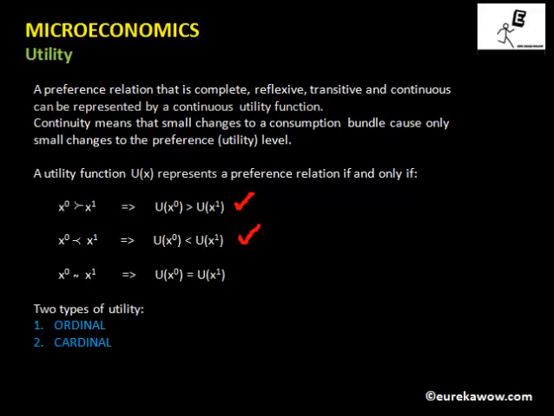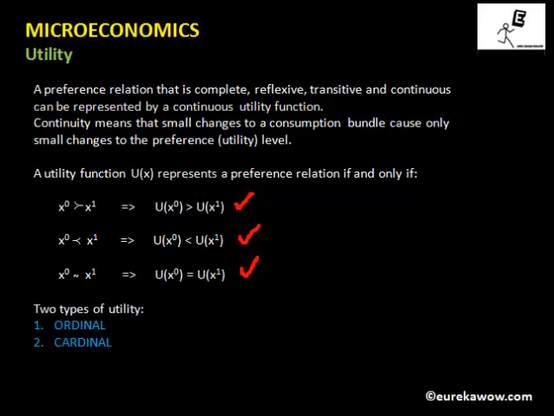And we say that if there are two bundles x0 and x1, and if the consumer is indifferent between the two bundles, then the utility that the consumer gets from these two bundles will be the same. Because when the consumer is indifferent between them, it clearly means that both these bundles will lie on the same indifference curve, and all points on the same indifference curve correspond to the same level of utility. Now we are going to talk about two types of utility.